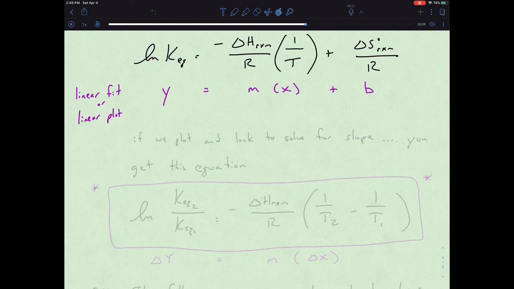So if we basically plot and look to solve for slope, you get this equation. And this equation should look very familiar to us all now. We've seen it in a couple different renditions. We've seen it in terms of vapor pressure. We've seen it in terms of rate constants. And now we're seeing it in terms of equilibrium constants.